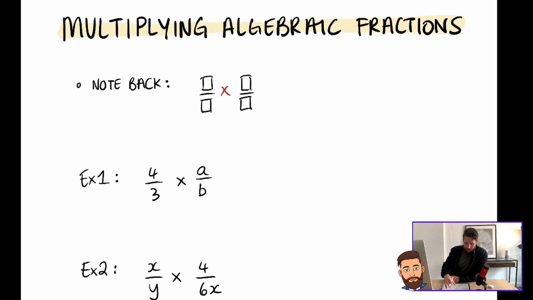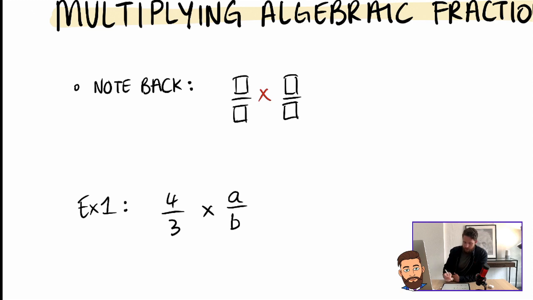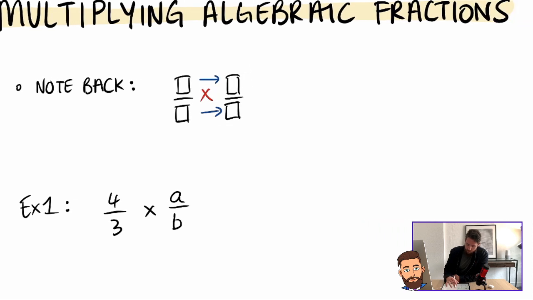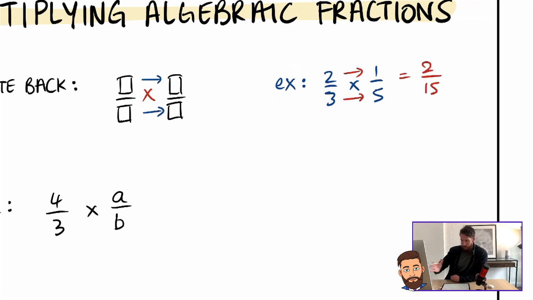So the first thing that we just need to recall is, how do we multiply a basic fraction? Well, if you have a fraction times by another fraction, we know, hopefully, you simply just multiply across, yeah? You just do the top times the top and the bottom times the bottom. So for example, 2/3 times by 1/5 would be 2 times 1 is 2, 3 times 5 is 15. So you simply just multiply across.